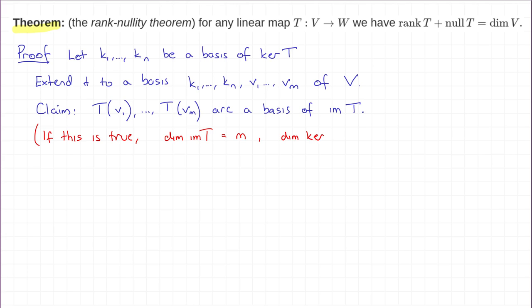The dimension of the kernel of T, in other words the nullity of T, would be n, since we used n as our name for the size of the basis of the kernel of T. And the dimension of V would be n plus m, because we used m as the number of extra vectors we had to add to k1 up to kn in order to get a basis of V, and the dimension of V is the size of a basis of V. So if we proved that claim, we would have proved the rank-nullity theorem, because we have the rank being m, the nullity being n, and the dimension of V being n plus m.